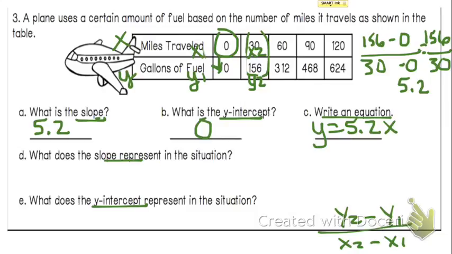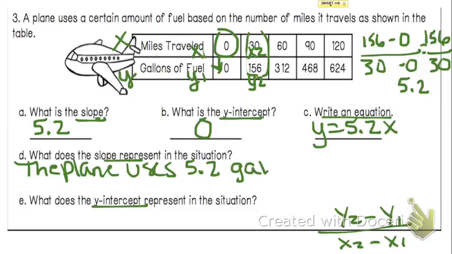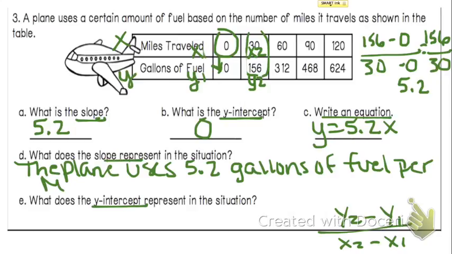So what does slope represent in this situation? It represents the plane uses 5.2 gallons of fuel per mile.